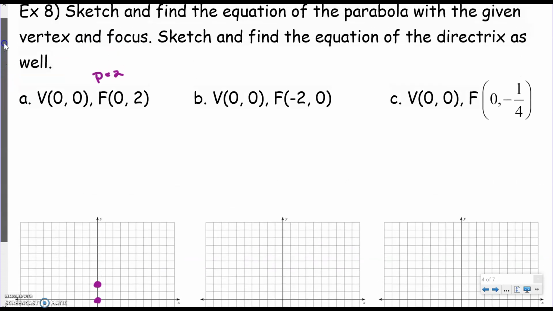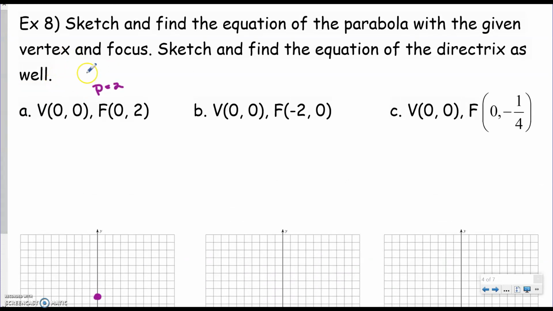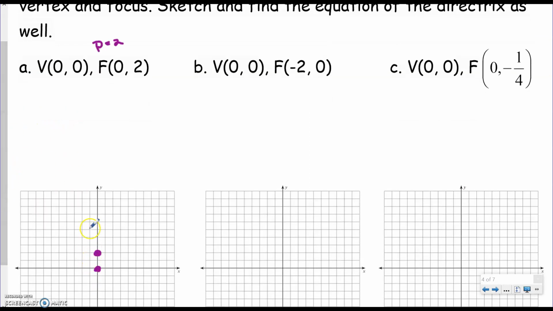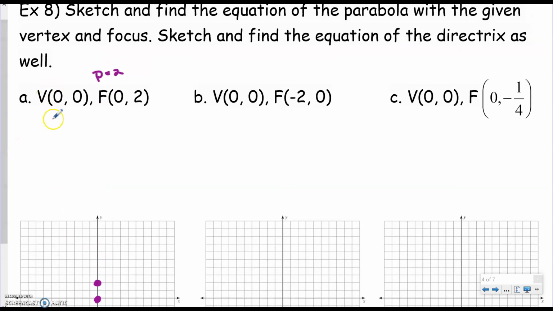The equation for your parabola opens up, and I know it opens up because the focus was above my vertex, is going to be x squared equals 4py. So we're going to plug that 2 in. So x squared equals 8y. Okay, pretty easy there, right?